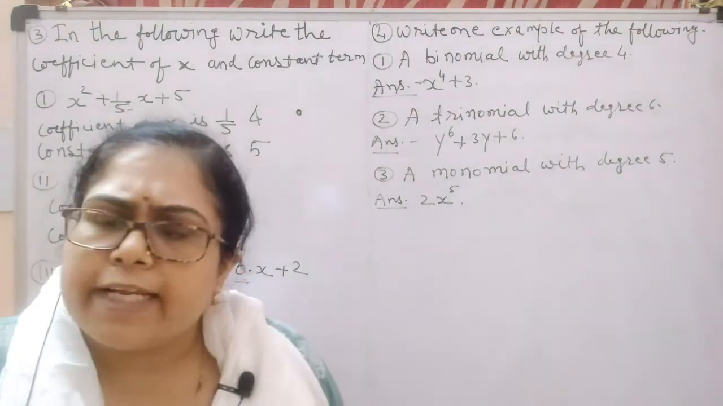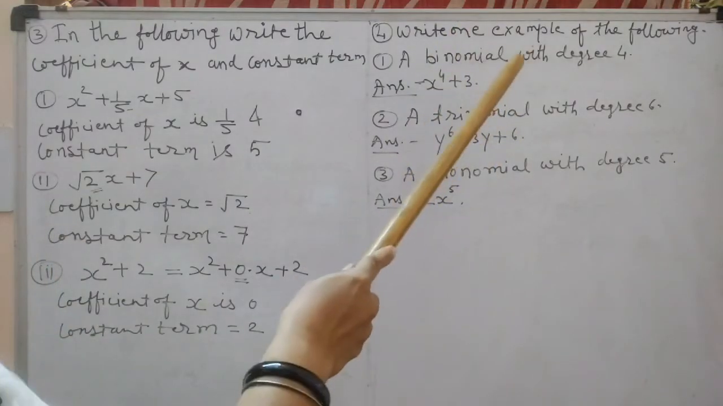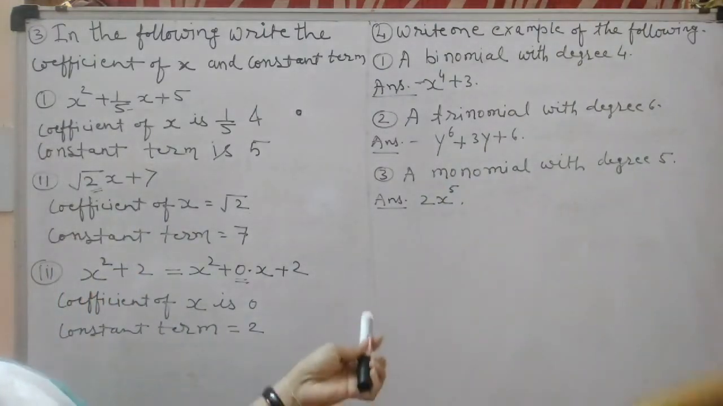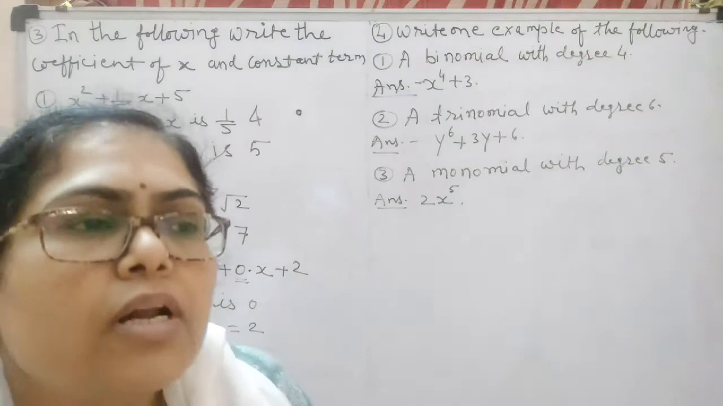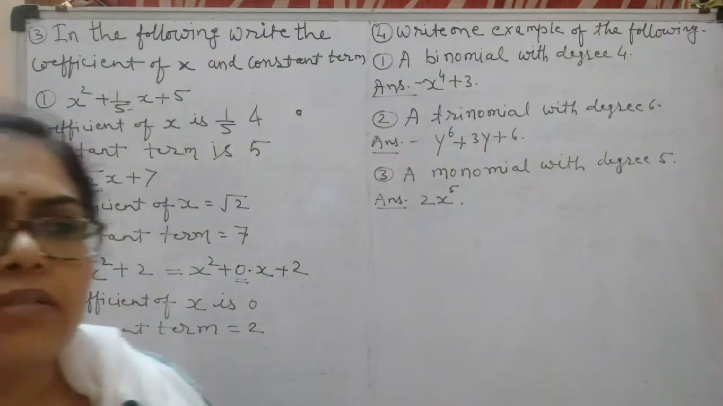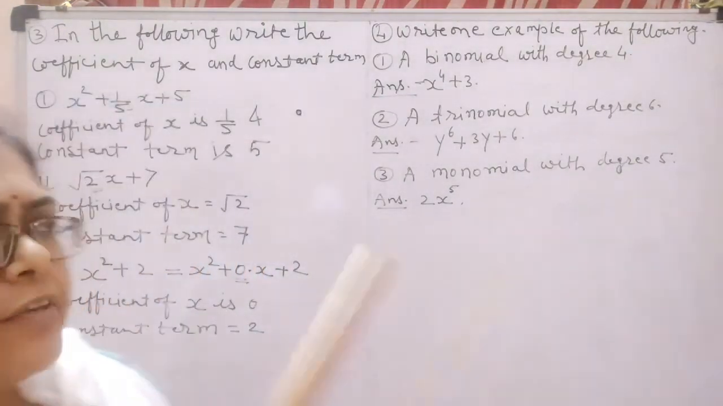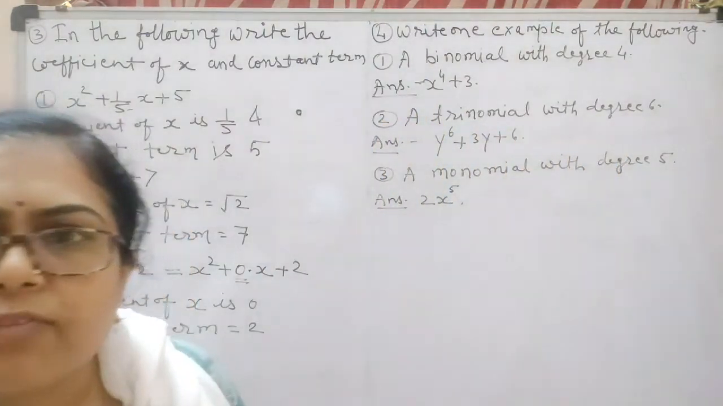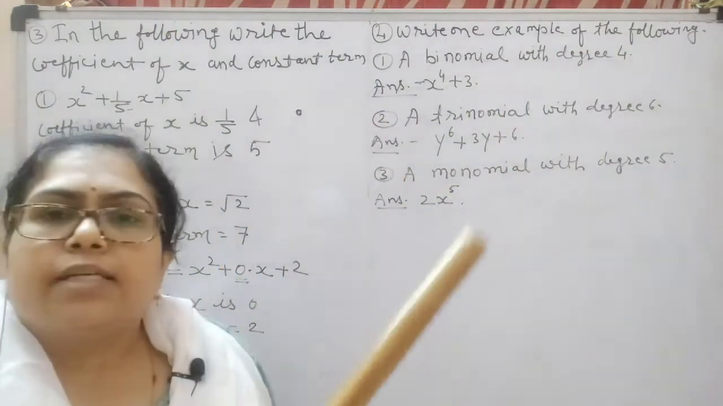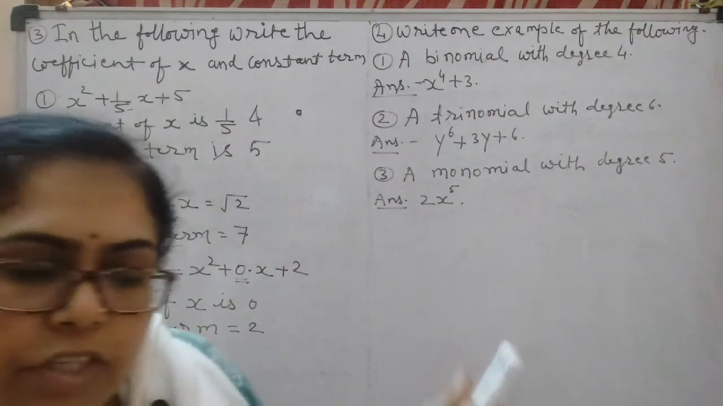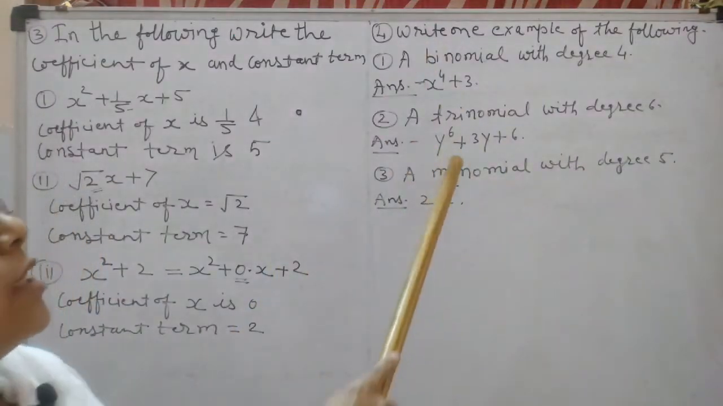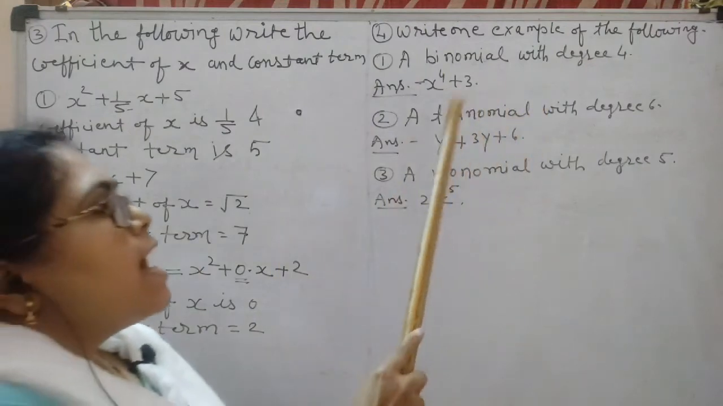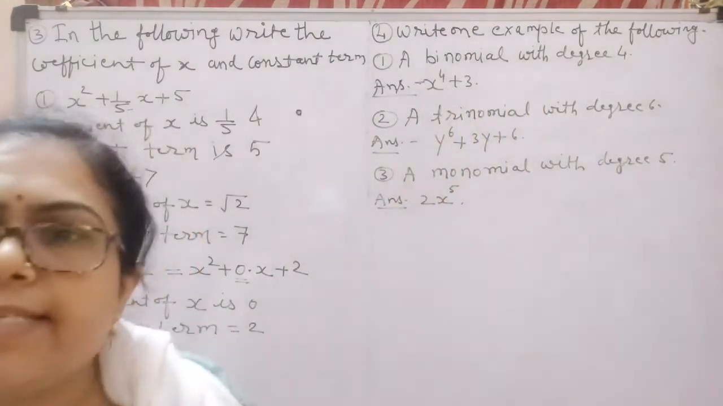You can write any other example like y power 4 plus 6, or y power 6 plus y power 4 plus y square plus 4, whatever. Okay, second is trinomial with degree 6. Trinomial means an expression having three terms is called a trinomial. Okay, and degree 6 means the highest power of the variables is 6.